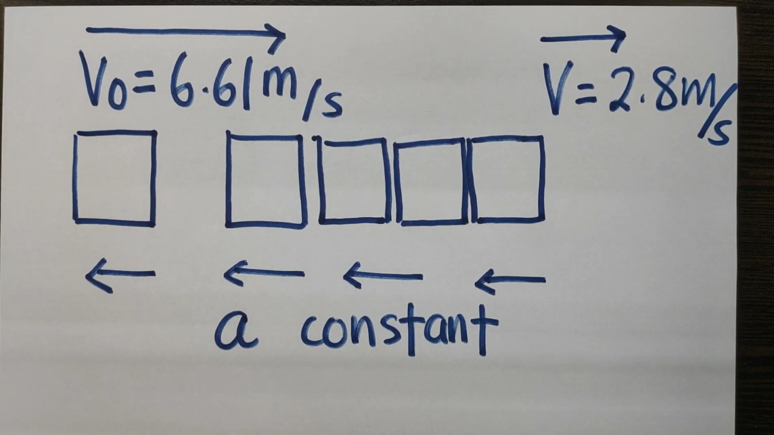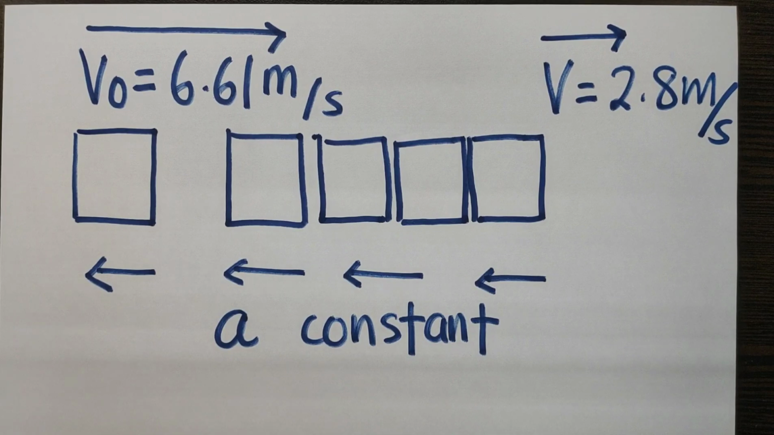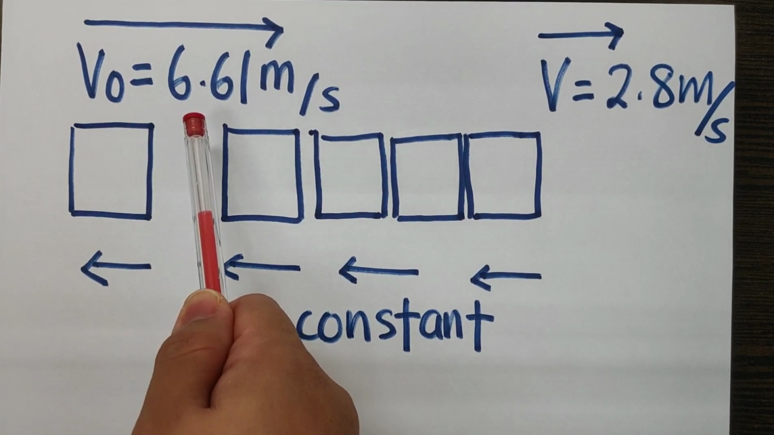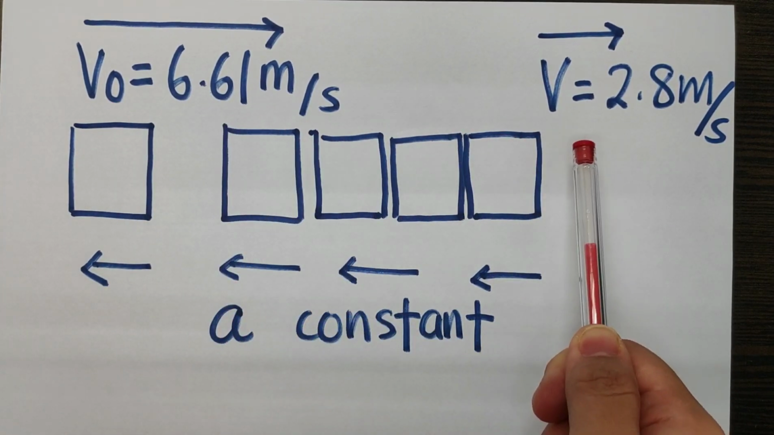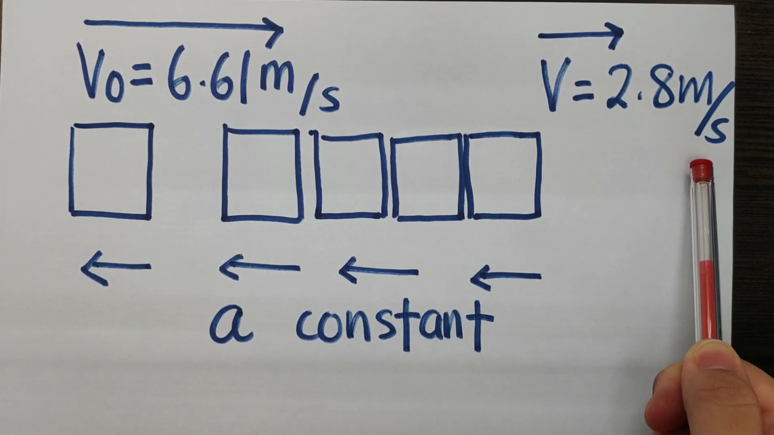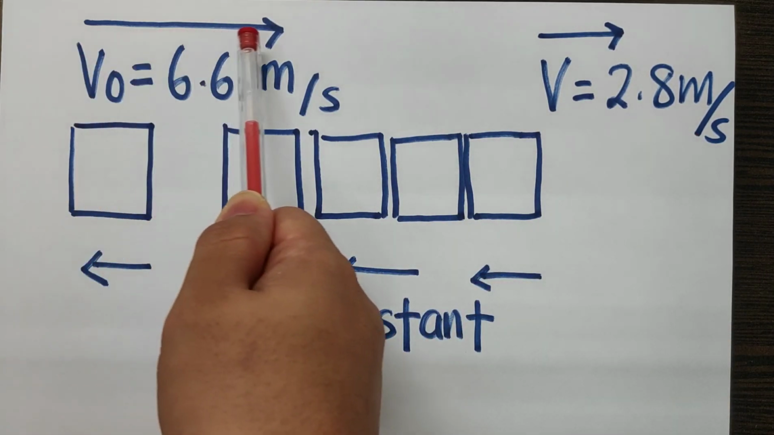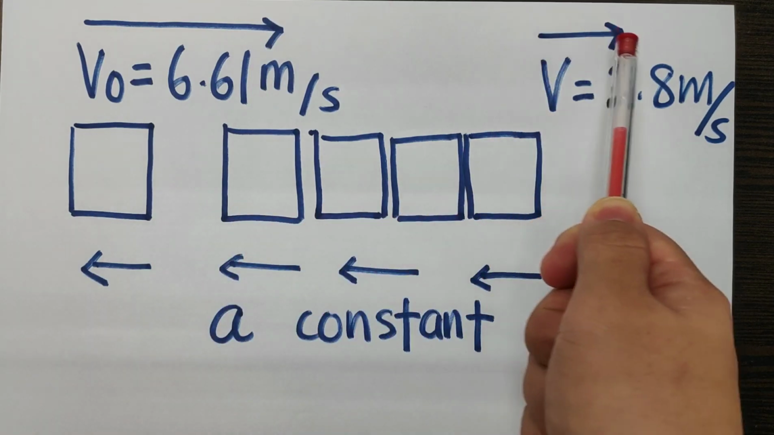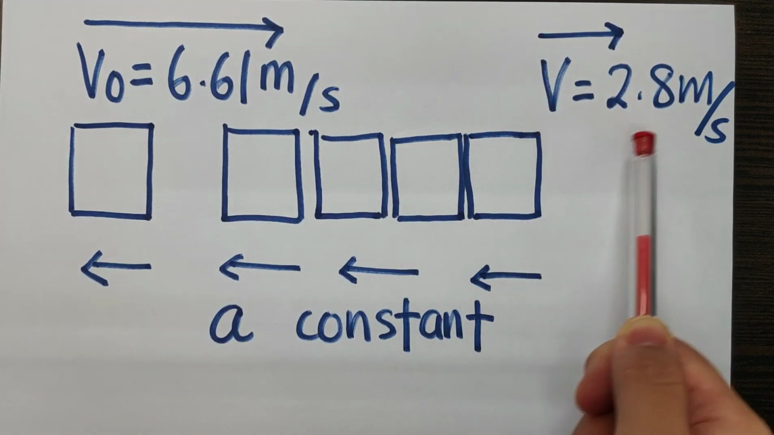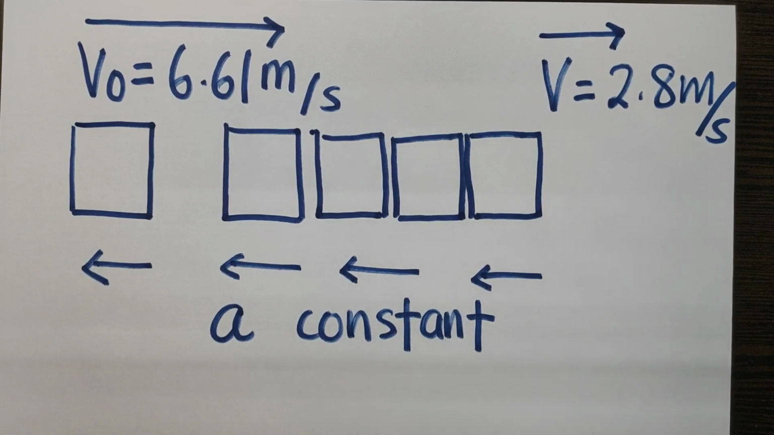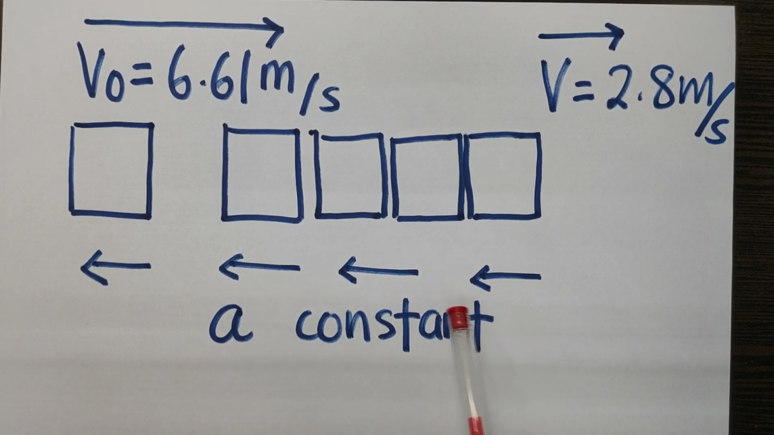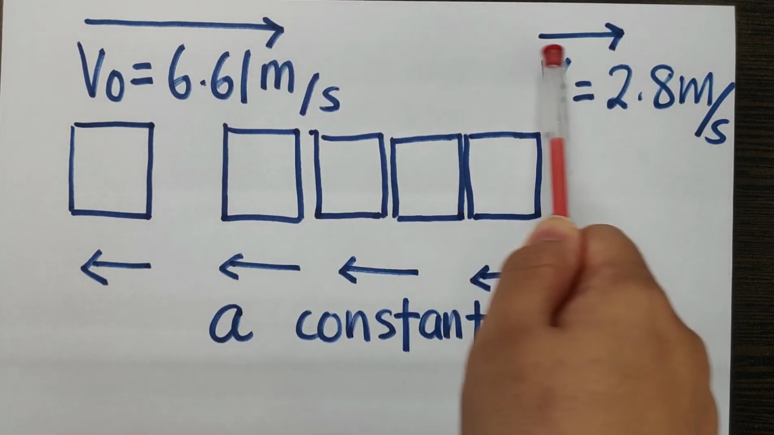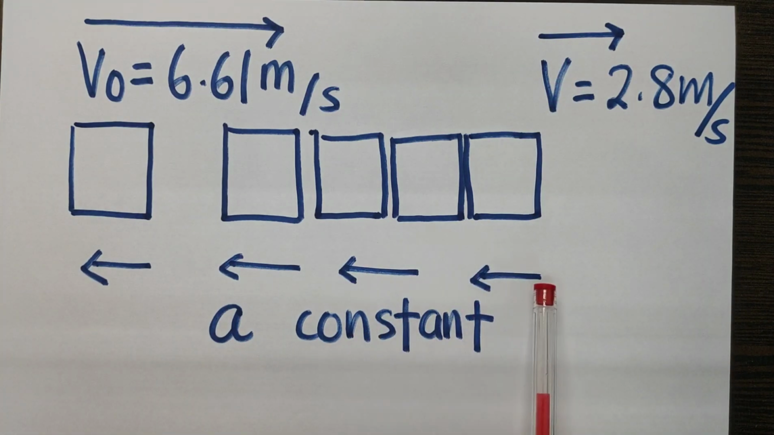This diagram is showing the motion diagram of the previous problem. As you can see, the initial velocity is 6.61 meter per second. The final velocity is 2.8 meter per second. You can see that the vector diagram is longer compared to this one, which means that the magnitude is smaller. The direction of acceleration is opposite to the direction of the velocity, and the magnitude of the vector is the same since acceleration is constant.